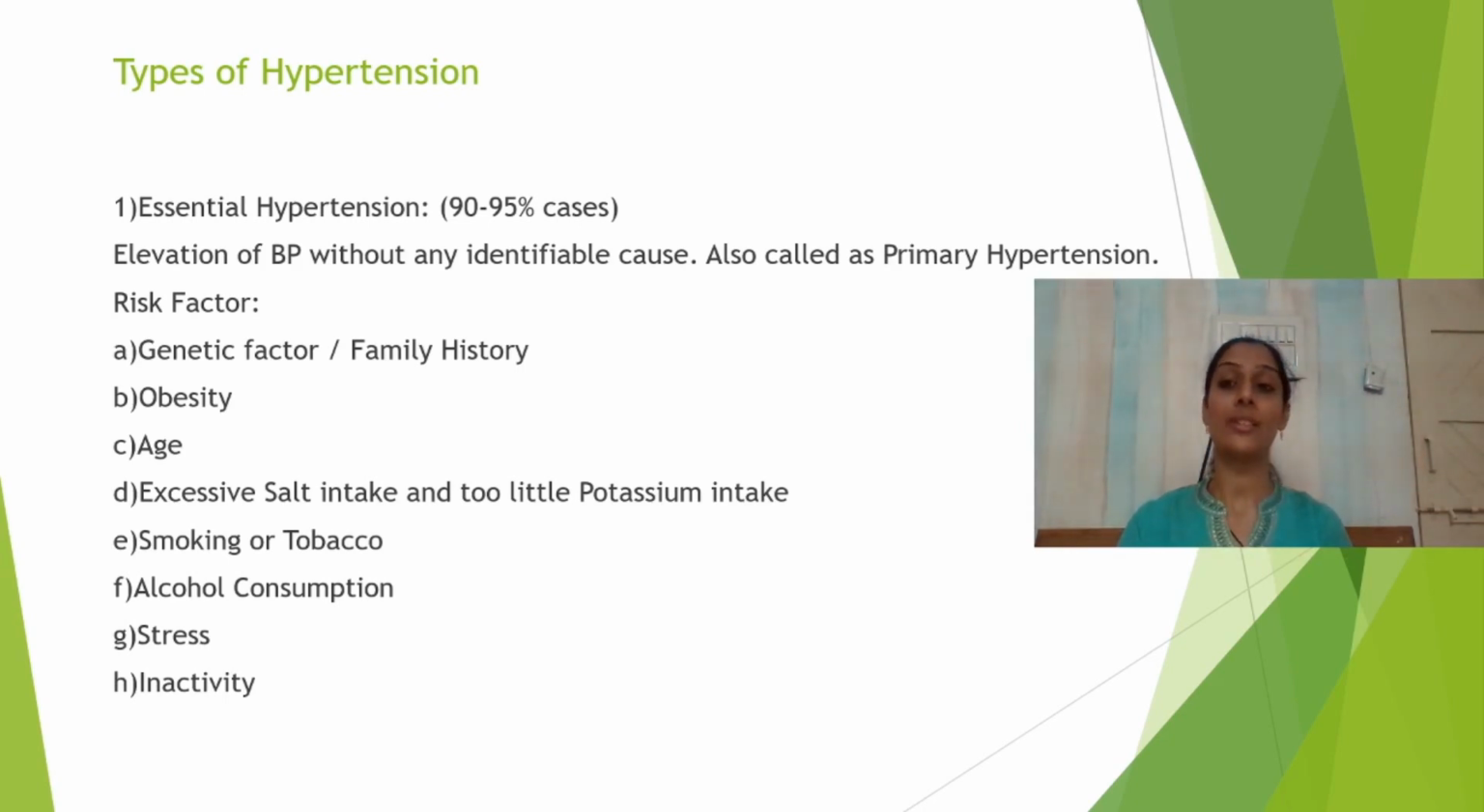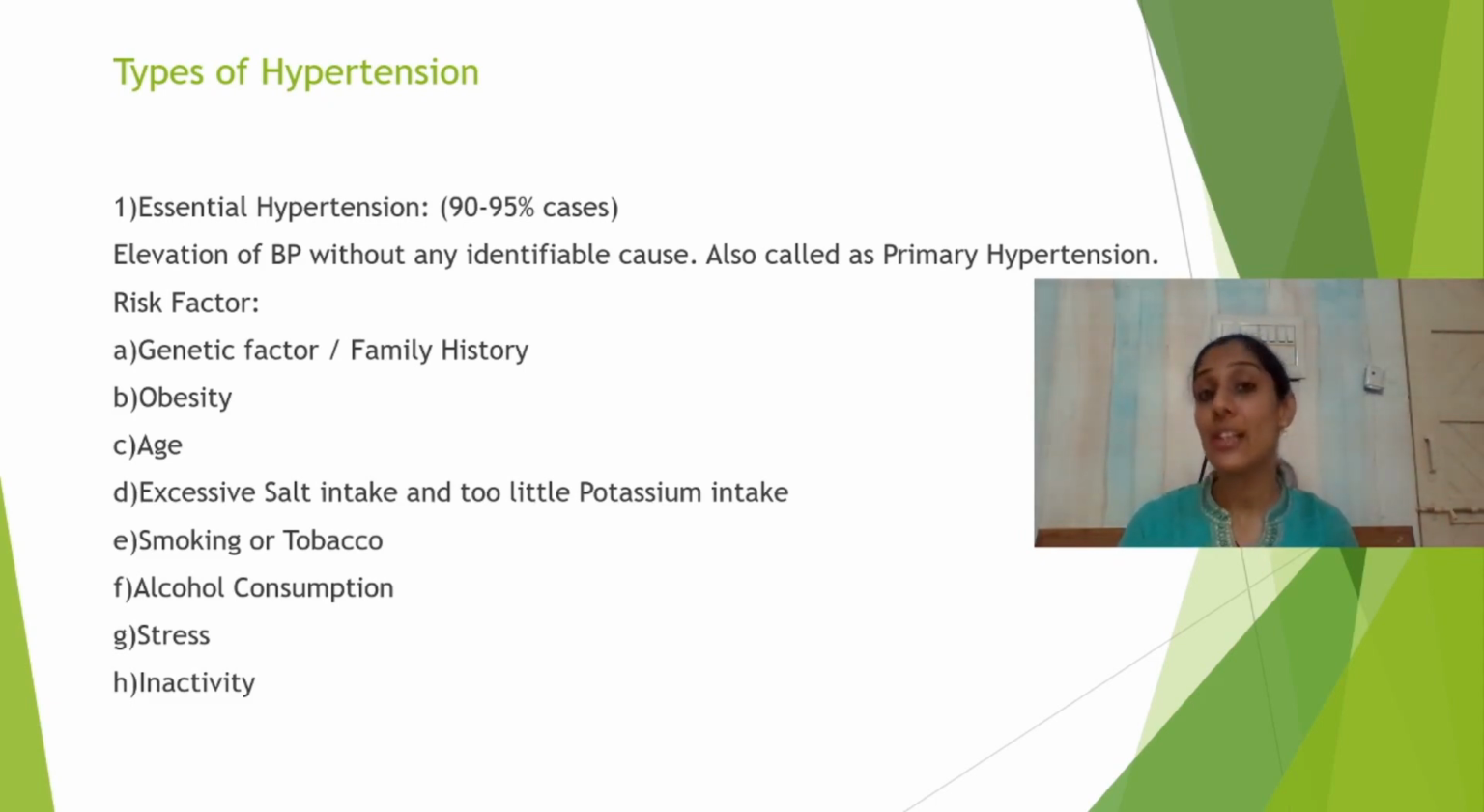Risk factors for this can be a genetic factor or family history. Nowadays hypertension is common in families, so it can be hereditary. Then obesity. Why obesity? Because it is found that in an obese person the volume of tissue is more, so the heart has to work harder to supply oxygen and nutrients to each part of the body. So obesity is related to hypertension, which can elevate blood pressure and lead to hypertension.